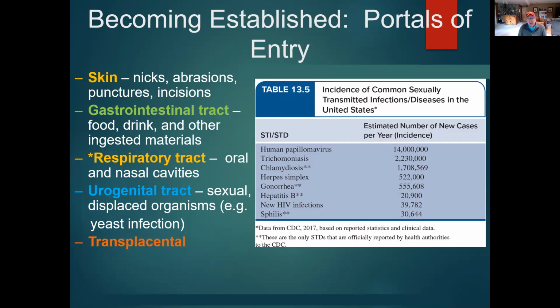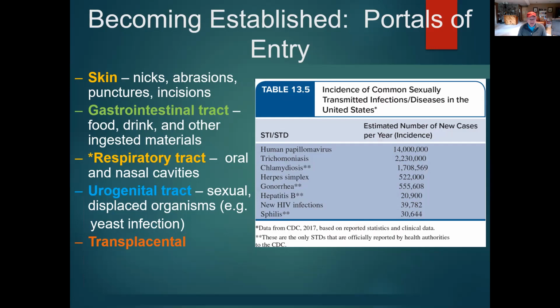pathogens. We just mentioned a few moments ago, COVID-19. Many of the flu viruses enter through the respiratory tract. They get in through our nose, through our mouth, and eventually get into our bloodstream and cause problems.